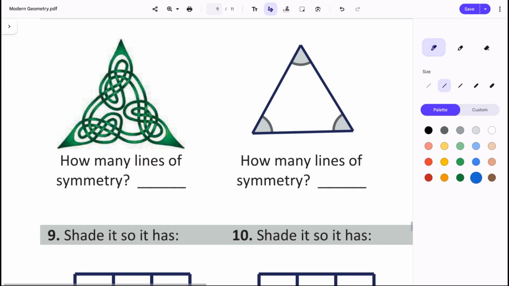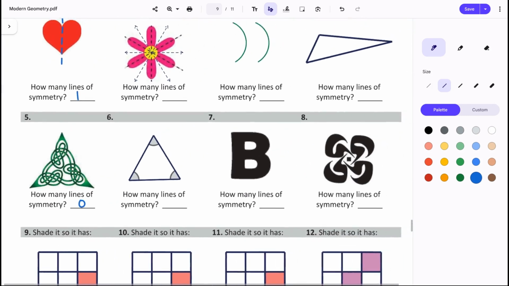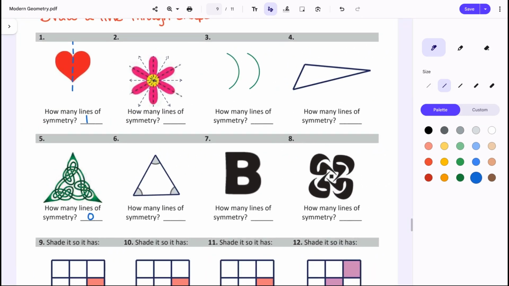And we talked about that yesterday too. Not all shapes have line symmetry. Some have 0. All right, I want you guys to finish 2 through 8 in that section. So by yourself, write down your answers here. If you need your patty paper, get your piece of patty paper out and use that to help you.